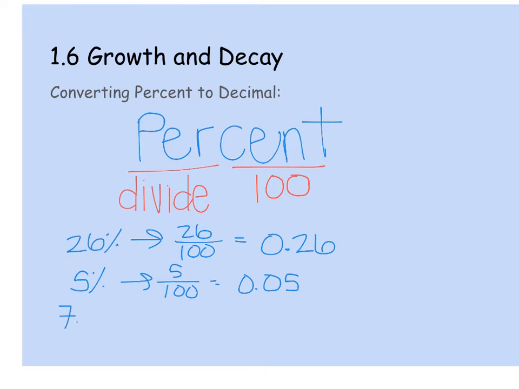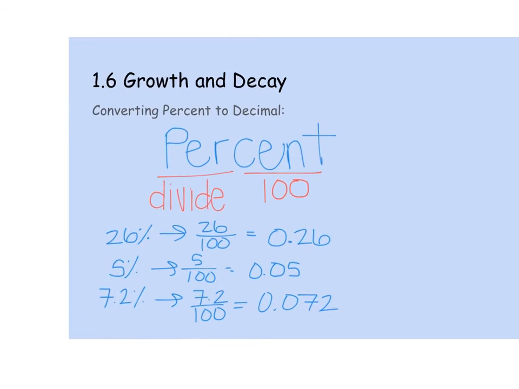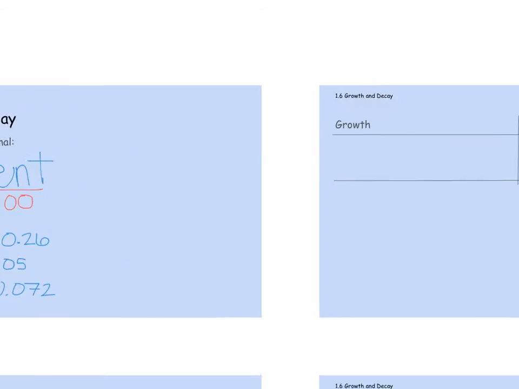Let's do 7.2%. That would be 7.2 divided by 100, which is 0.072. Okay? Just a few quick examples. Like I said, we're going to do that over and over here once we talk about growth and decay. A lot to do with percentages.